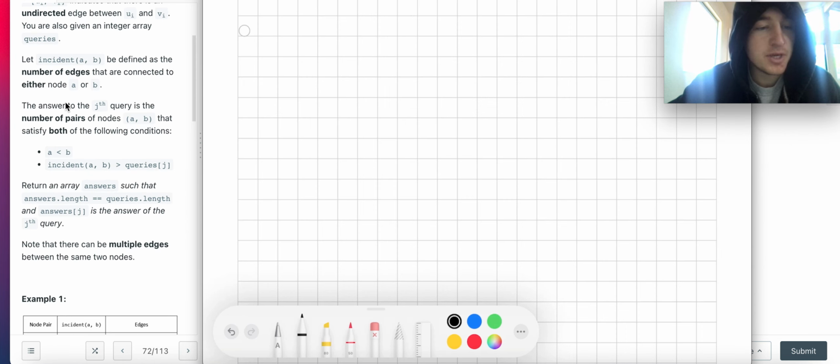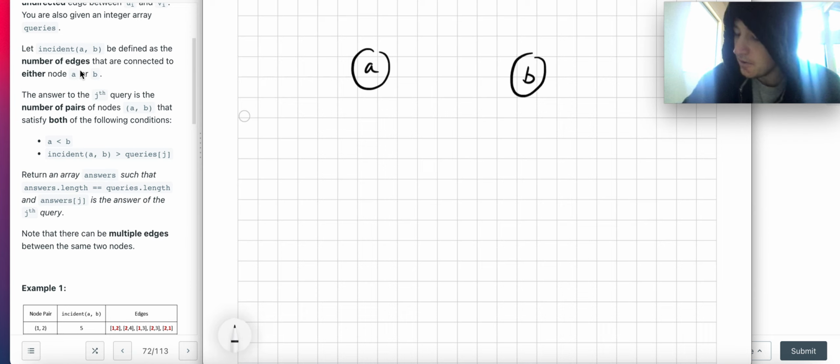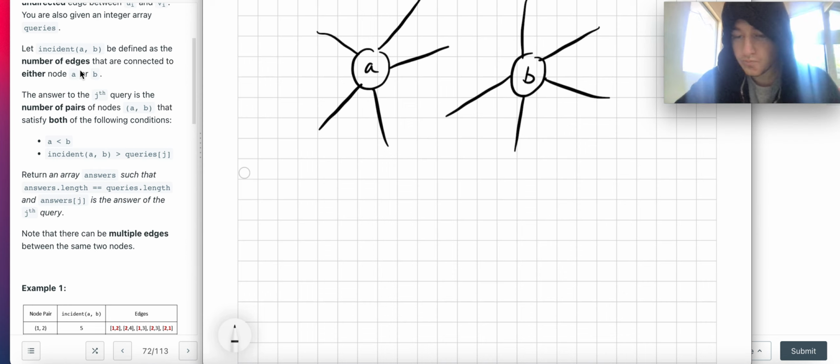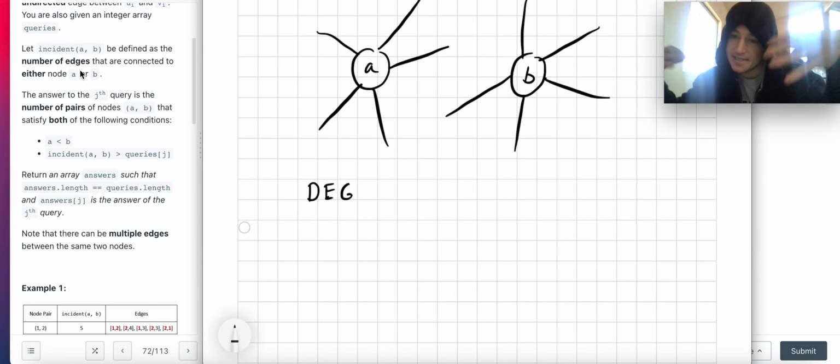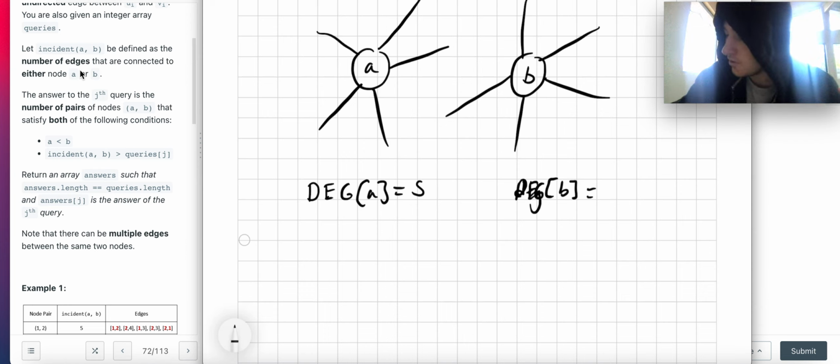Let incident(a, b) be defined as the number of edges that are connected to either node a or node b. So if you have node A and node B, and then there's all these edges coming out of the system, in graph theory you have this notion of a degree. The degree of a node is the number of edges that are incident to it. Hence the word incident. So the degree of A would be 1, 2, 3, 4, 5. And the degree of B, I wish I could just stay consistent here, equals, let's just give it 6.